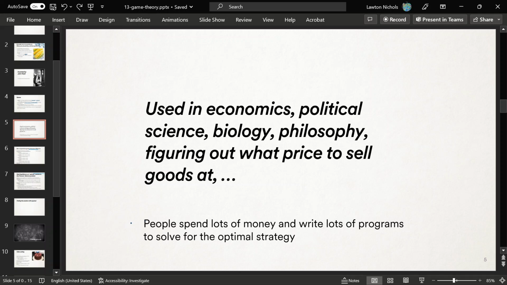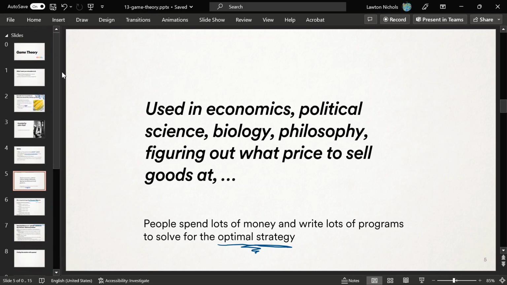And yeah, people end up linking this back to computer science at least, people end up writing simulations a lot of the time. People spend a whole lot of money and they write tons of programs to solve for the optimal strategy in whatever game they have. And maybe the game is the stock market, things like that, when to buy a good. So that's the idea. That's where I'm going. Are there any questions about anything so far? So game theory is a very generic framework to view ideas in. It tells you how to play it when you study the game.